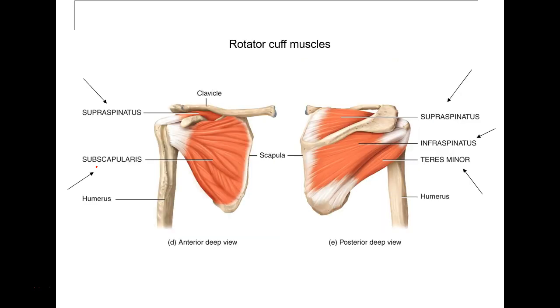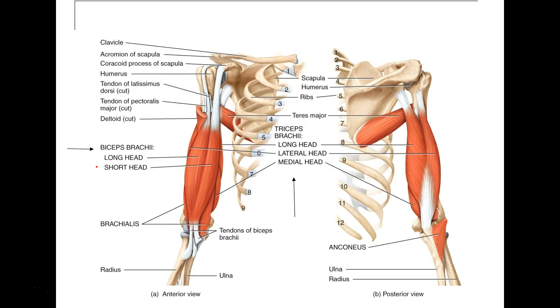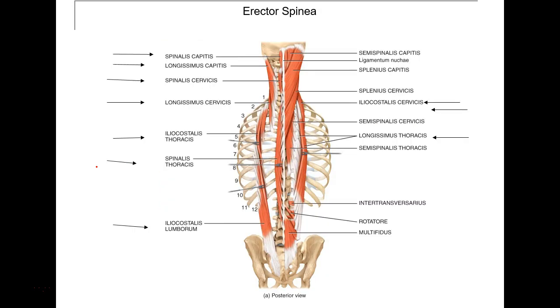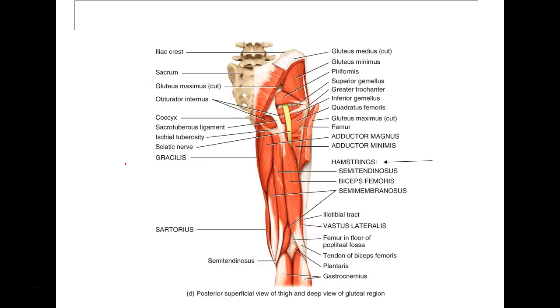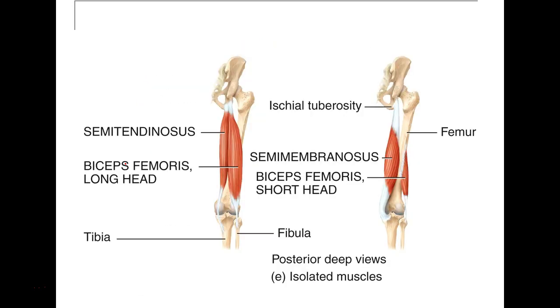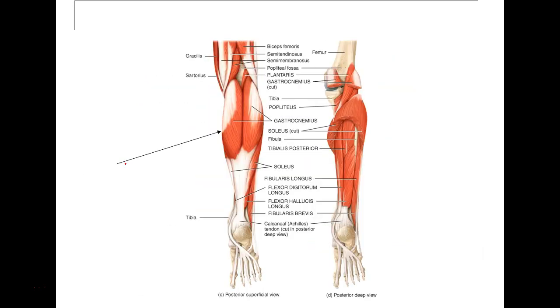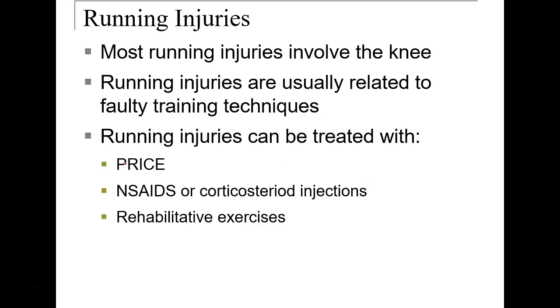You can see this is a group of rotator cuff muscles. Here are the erector spinae, the quadriceps, the hamstrings, and so on. So clinically, running injuries, it's good to stretch. You're actually stretching the tendon so the muscle can work at full capacity.